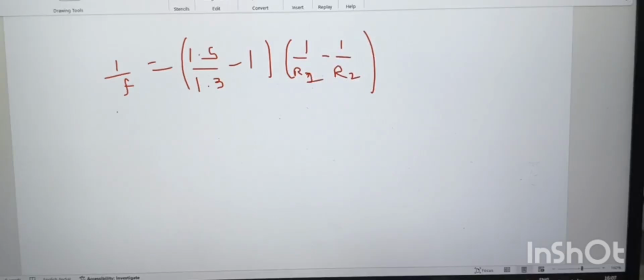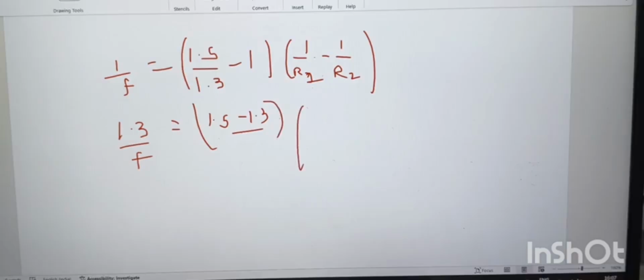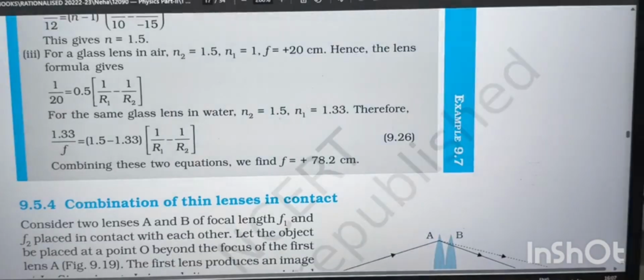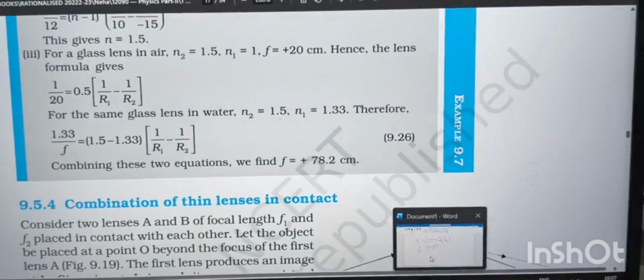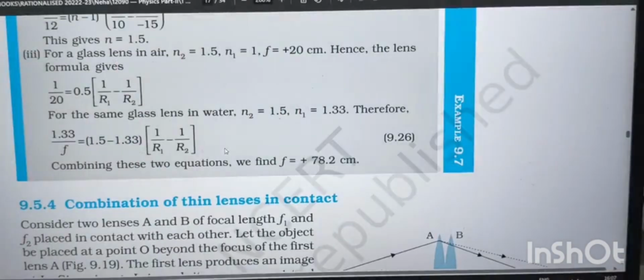So now they have just rearranged it. 1.5, if you take the LCM over here, cross multiply, 1.5 minus 1.3 divided by 1.3. Send this over this way. So you will simply get 1.3, because this is in the denominator, after going over here it is going to become multiplication. So 1.3 into 1 by F is this. This one only I have sent here. This will be as it is. That's what they have written over here. 1.3 by F, 1.5 minus 1.3 and 1 by R1 minus 1 by R2 as it is.